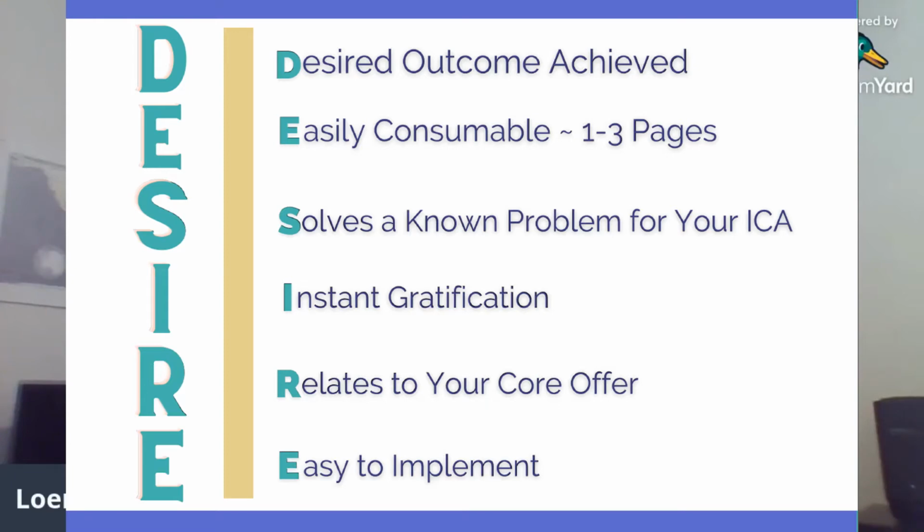S, solve a known problem for your client. So which problems are we solving, and how are we starting to work with the core problem that we will work on together? I, instant gratification. So they must be satisfied with what I give them. Otherwise, if they just walk out and throw it in the bin, I can forget about the next sale.